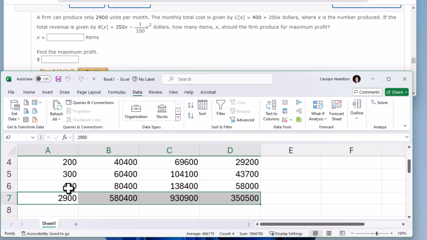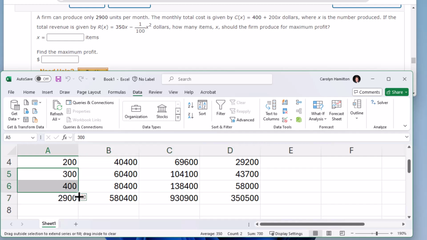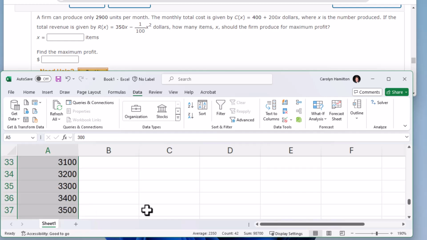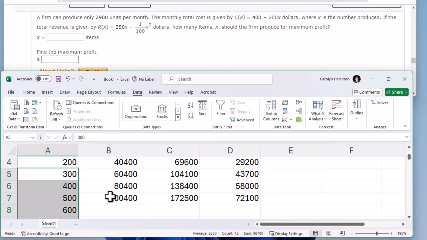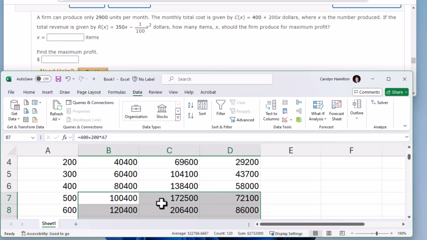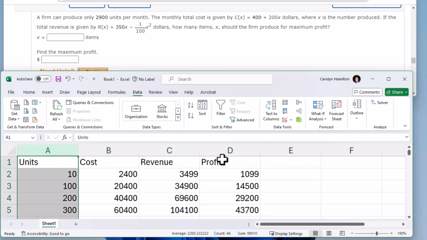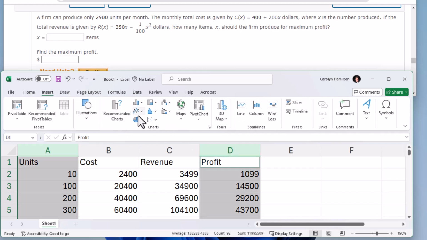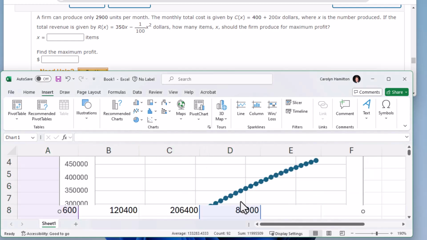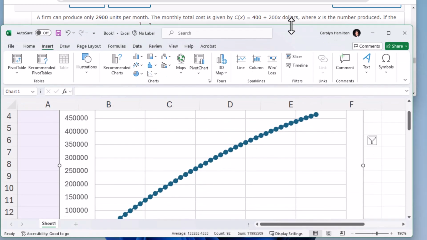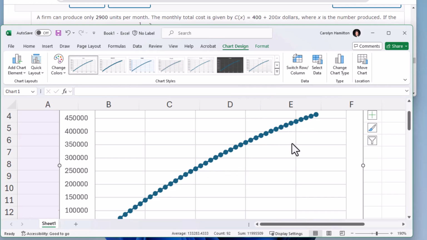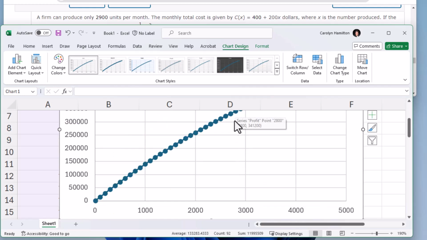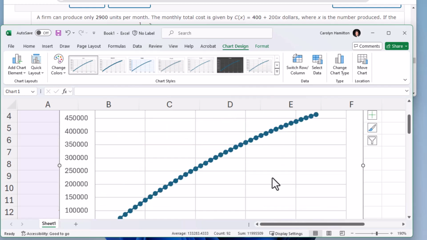Okay, so let me just think this through. I want to go past 2,900, like 4,400, and then copy all my formulas down, and then take a look at units and profit and graph it. Insert. So the profit looks like it just keeps going up, but I have a limit. I have to stop at 2,900. So the maximum would be at 2,900. So that makes sense.